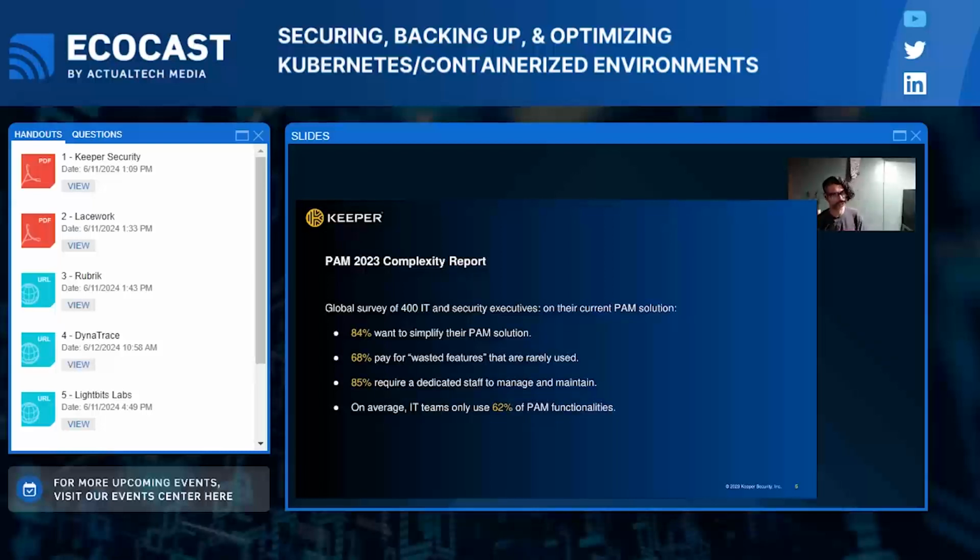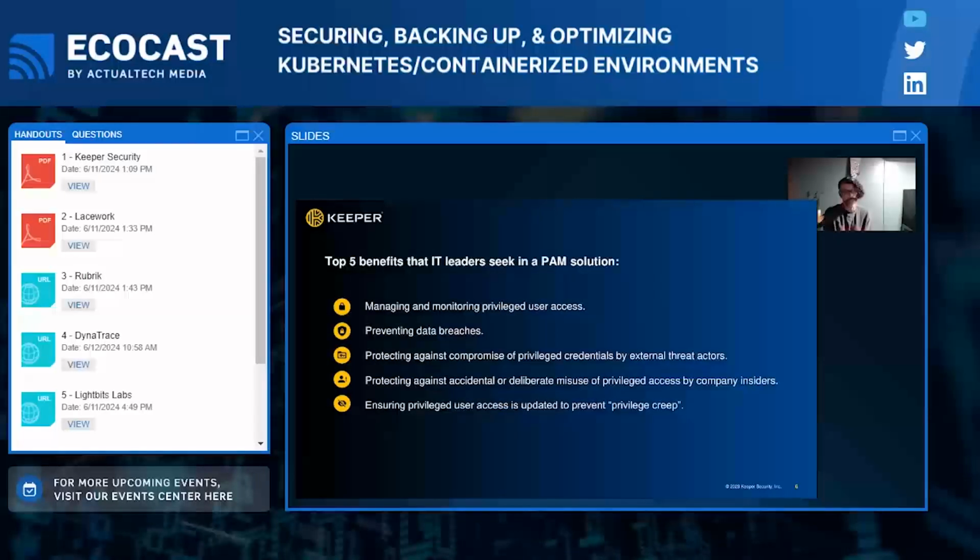So let's look at this. On average, IT teams only really use about 62% of their PAM functionalities. All right, that's not okay. I like the number to be at 100%, because at 100%, that platform is falling into the user adoption paradox. Let's look at some other benefits that IT leaders seek in a PAM solution.